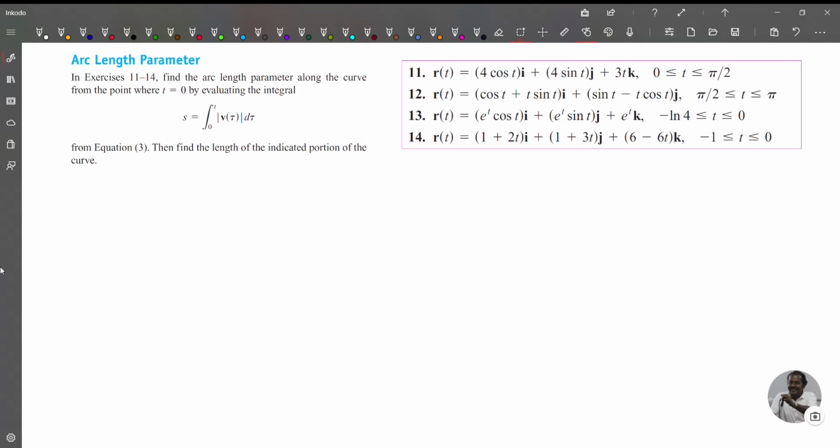Welcome to today's class on vector analysis. Today we discuss some problems on arc length parameterization. We do problem number 11 and remaining problems are homework for you. So problem number 11.